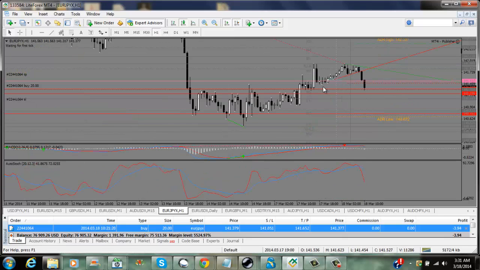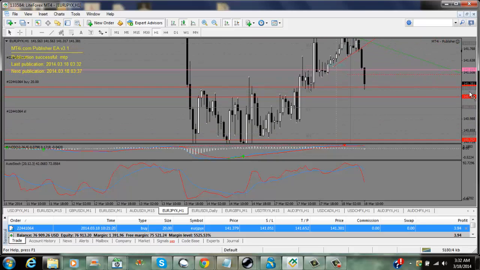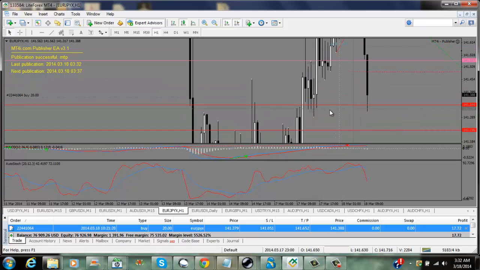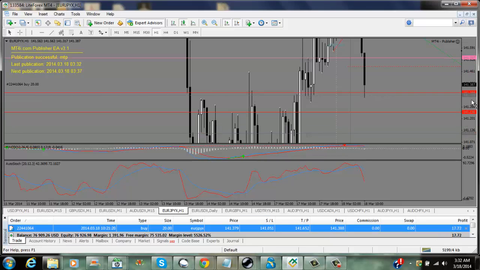On the 1-hour chart, let's take a look here, folks, from a 1-hour perspective. This is the area that I'm looking at. This area here is where we want to hold as support. So far so good. And I'm trading $20 per move, so we're barely in profit here, fluctuating.